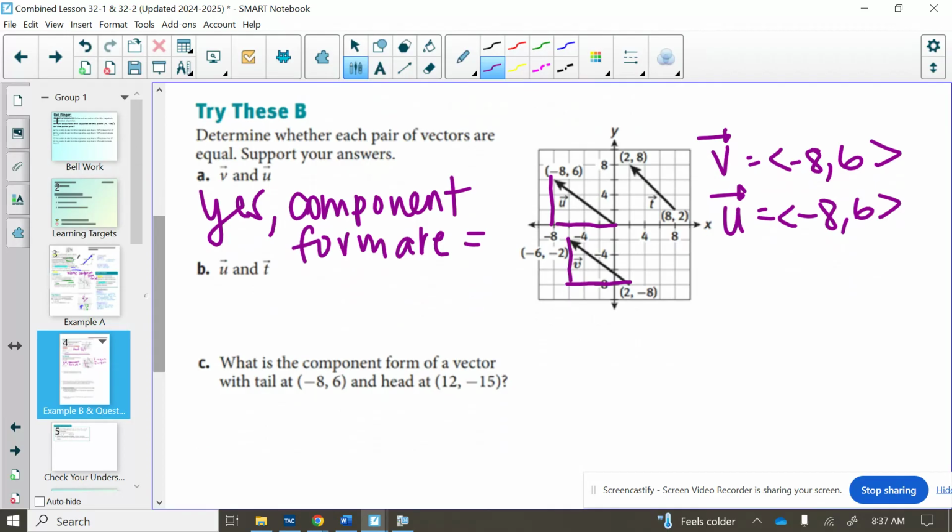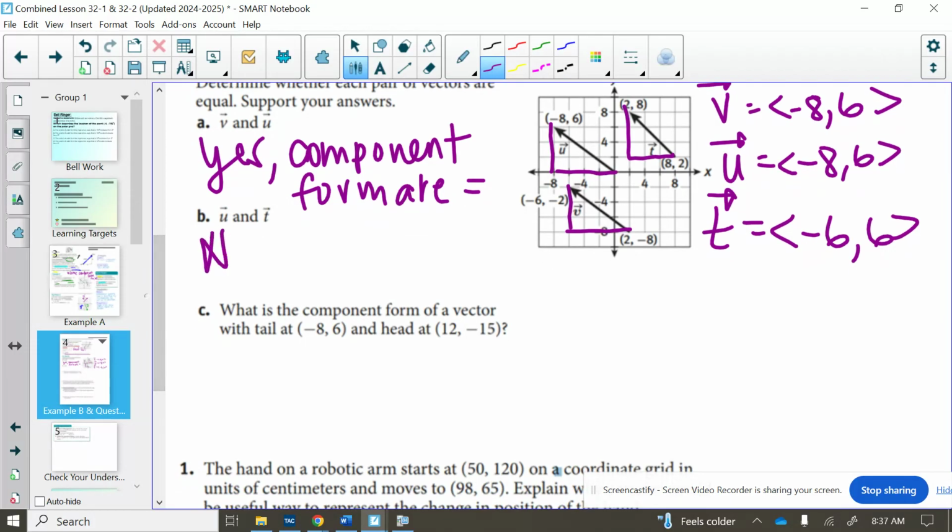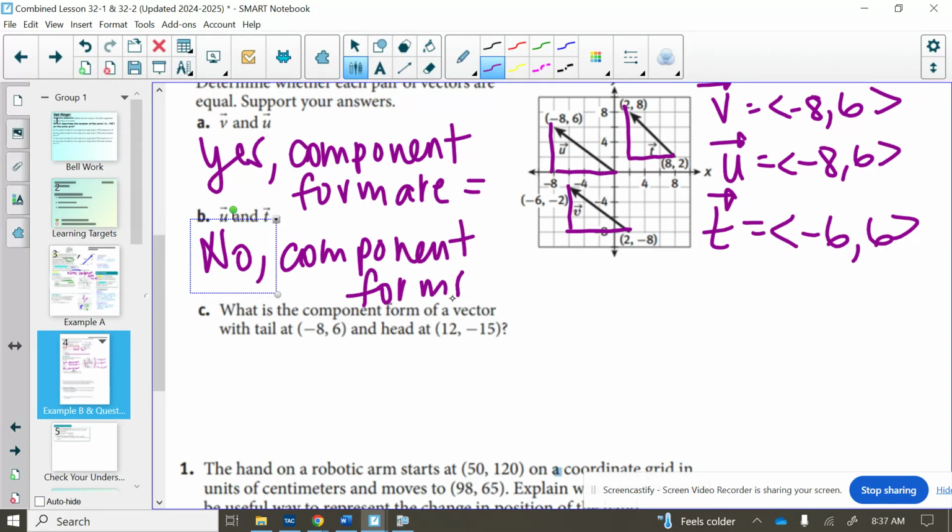When we compare then U to T, T is moving to the left 2, 4, 6, up 2, 4, 6. So vector T's component form, we didn't go as far to the left. We went the same B component, however. So for U and T, we would say no, the component forms are not equal.